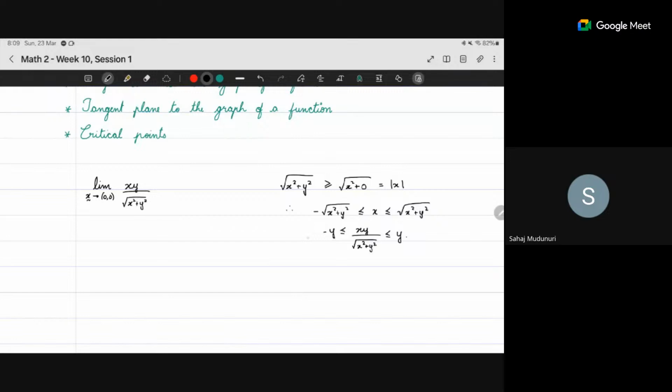So this inequality is satisfied in a neighborhood. Is that okay? I've just divided it by the square root of x square plus y square. Sir, we know a method from lectures where we approach through the x-axis, the y-axis, or x equal to y. If I do it that way, for the x-axis I get 0 and for the y-axis I get 0. For x equal to y, since both are equal, you will still get 0.